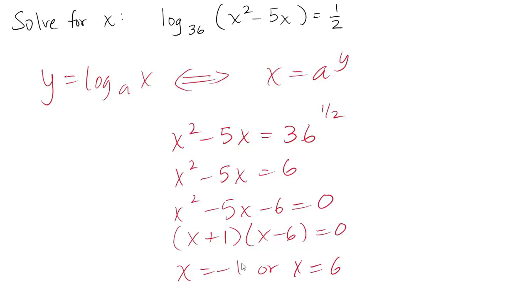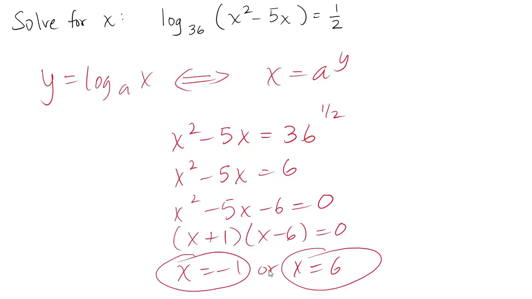Before you discount x equals -1, let's check and make sure. -1 squared is 1. -5 times -1 is +5, and 1 plus 5 is 6. That's okay. Plug in 6. 6 squared is 36. 5 times 6 is 30. 36 minus 30 is also 6. These are both allowable inputs, and therefore both solutions.